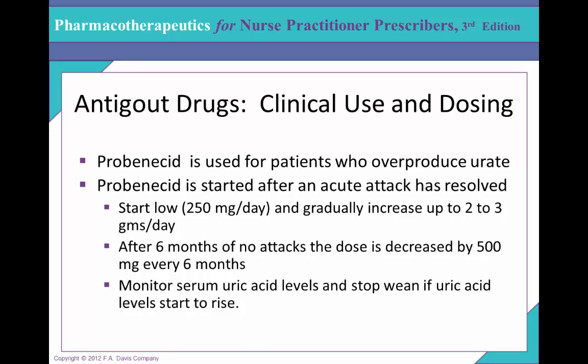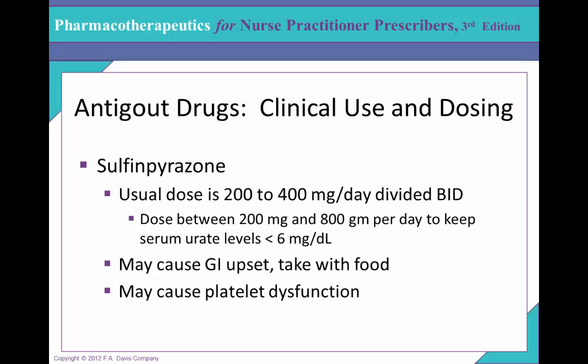For gout with a pathophysiology of undersecretion of uric acid, you could use probenecid. Once the acute attack has resolved, you could start probenecid. Start at low dosages and gradually increase. After 6 months, if you're higher than 500 milligrams, reduce to 500 milligrams every 6 months, and of course monitor uric acid level. For sulfinpyrazone, the usual dose is 200 to 400 milligrams BID. It does cause GI stress, so you have to take it with food, and it may also cause platelet dysfunction.